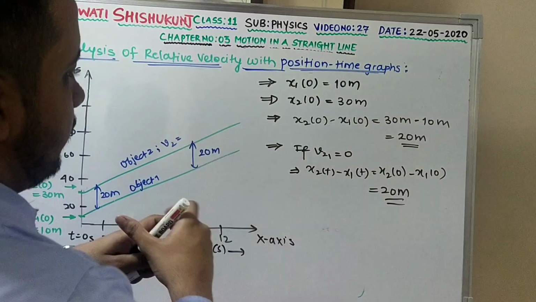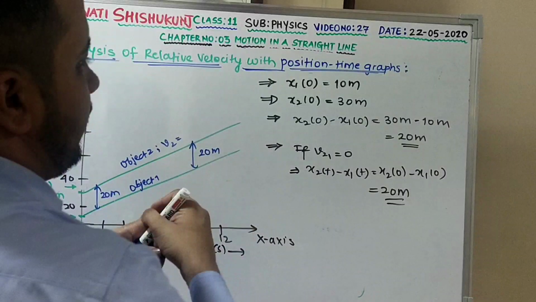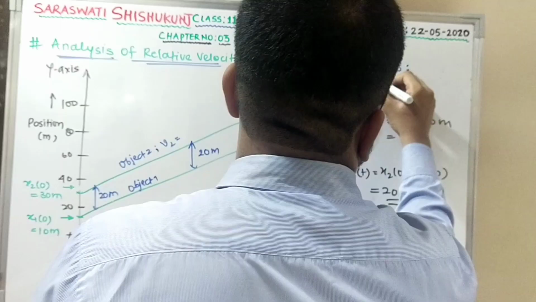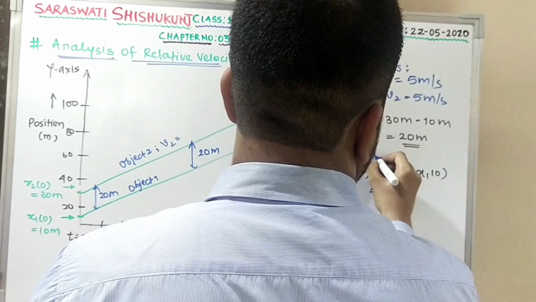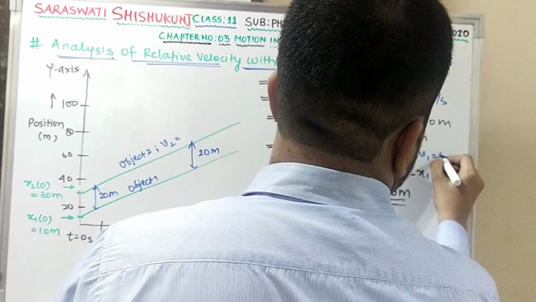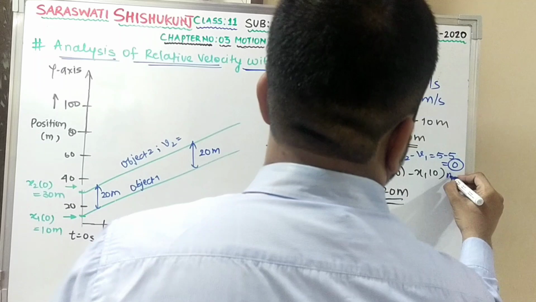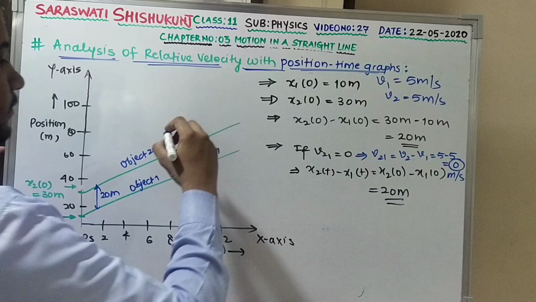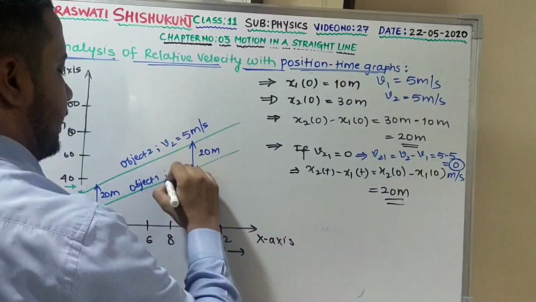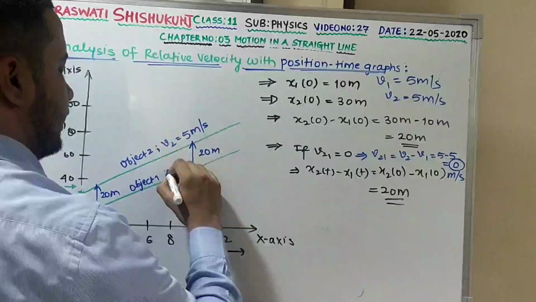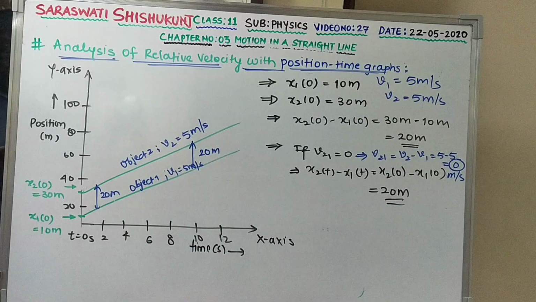You can consider that they are moving with velocity 5 meter per second. Object 1 is moving with 5 meter per second and object 2 is moving with 5 meter per second. So the relative velocity v21 equals v2 minus v1, 5 minus 5, which is 0 meter per second. Is this clear? So I can plot v2 as 5 meter per second and v1 as 5 meter per second.